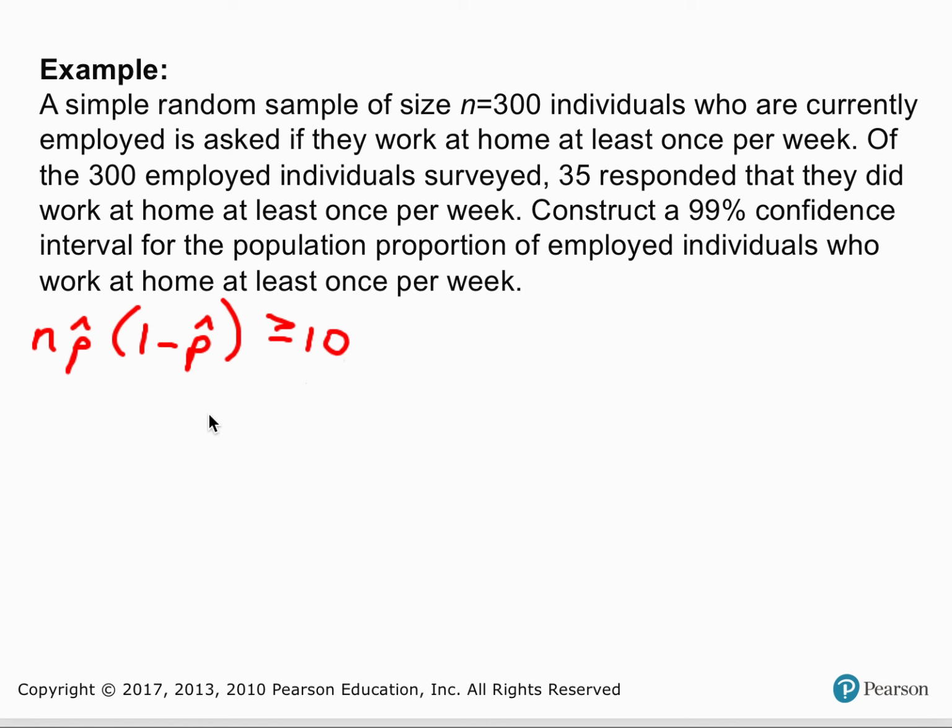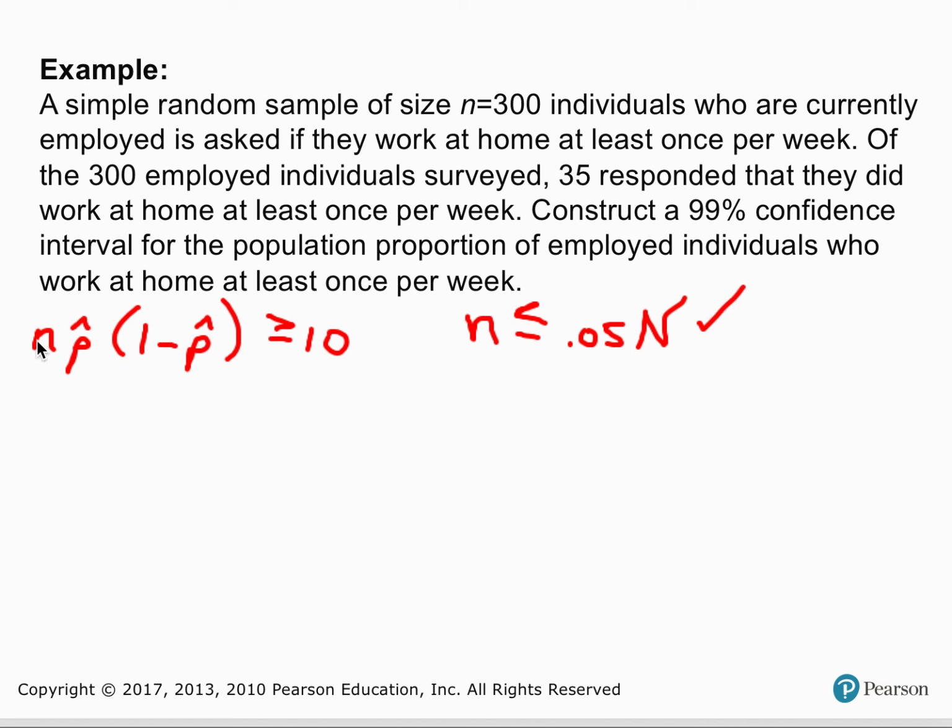All right. They didn't mention this on our little flow chart, but we need this to hold also: that we need our sample to be less than 5% of the total population. We're talking about employed individuals, and 300 is way less than 5% of all the employed individuals, right? So this one holds.